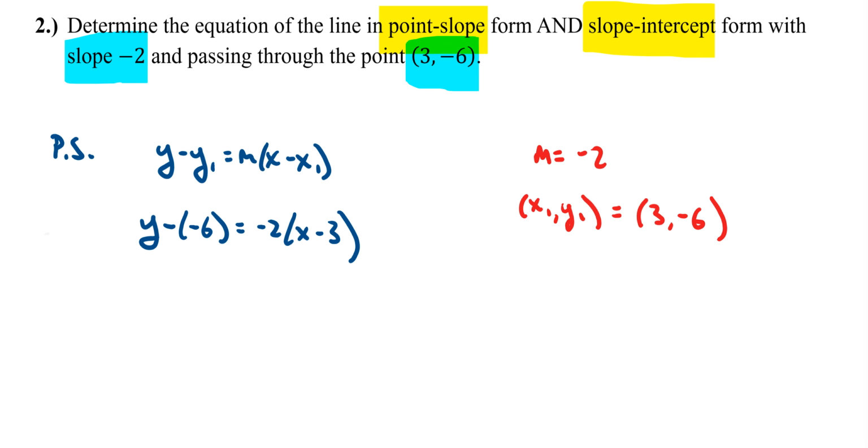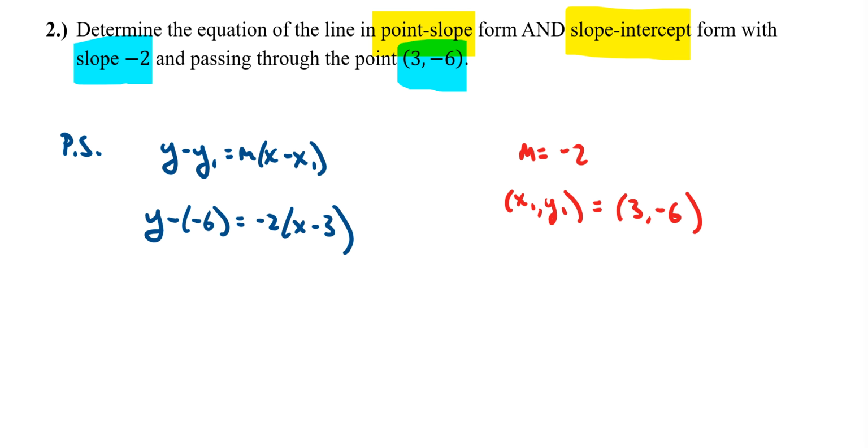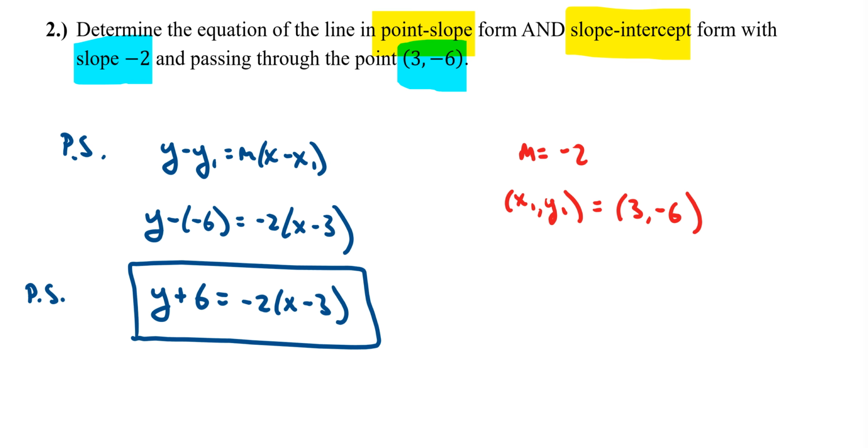So something you should do here is right away, when you see minus and negative, change it to plus the positive, right? Y minus negative 6 is y plus 6. So this right here, this is point slope. I'm just going to write PS again. This is the point slope form for the equation of this line. So I'll circle this one. This is point slope form, but we also want slope intercept form.